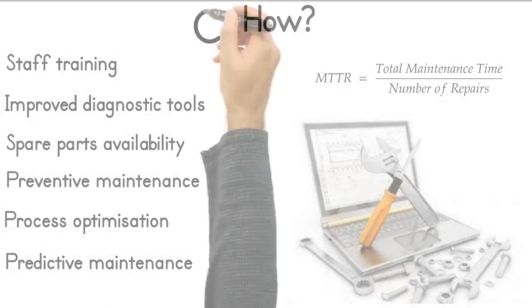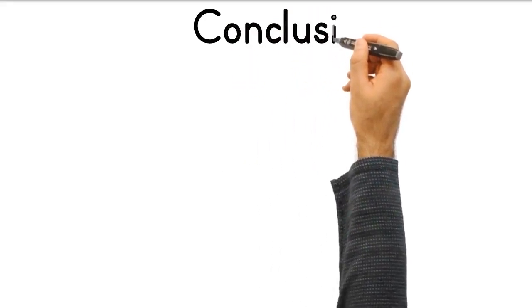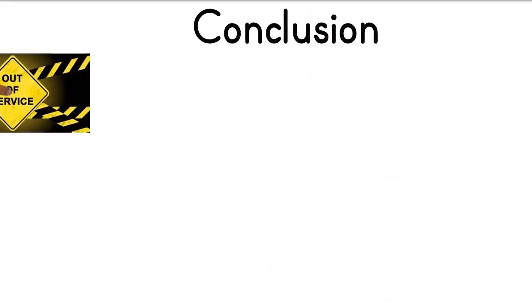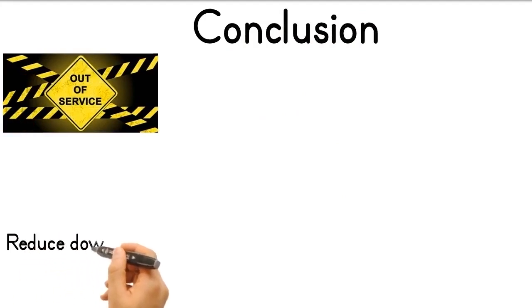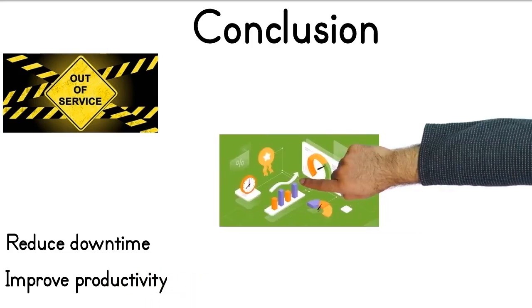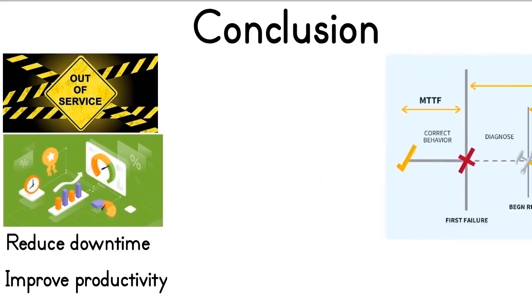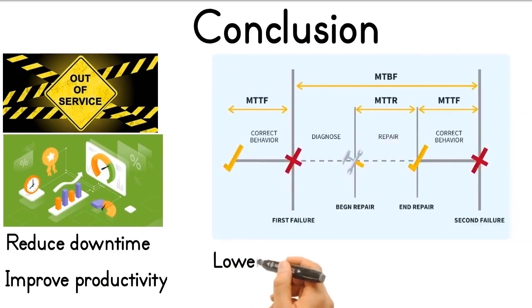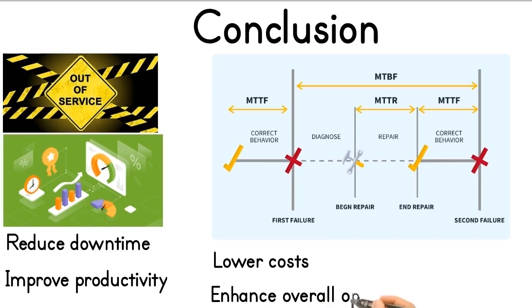In conclusion, machine breakdown reduction is an essential component of operational efficiency and cost control in industries that rely on machinery. By using predictive maintenance, condition monitoring, and root cause analysis, businesses can reduce downtime, improve productivity, and prolong the life of equipment, leading to greater profitability and a safer working environment.